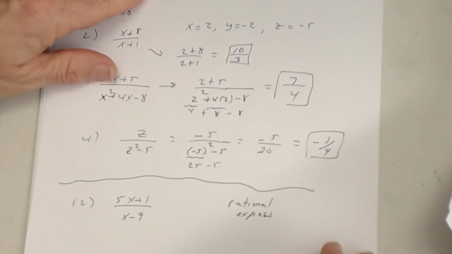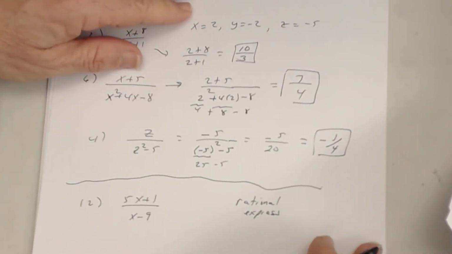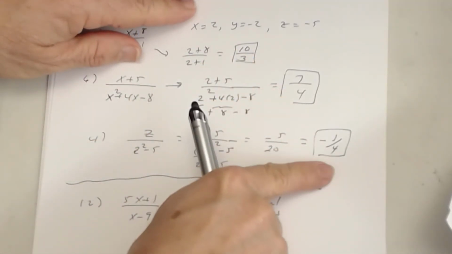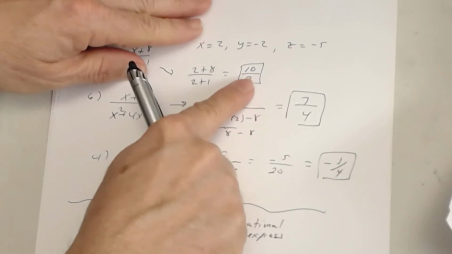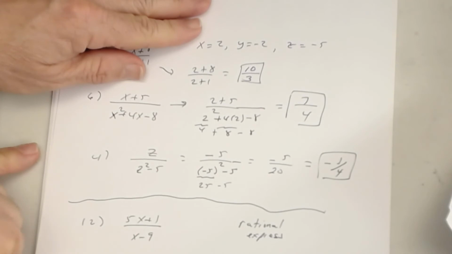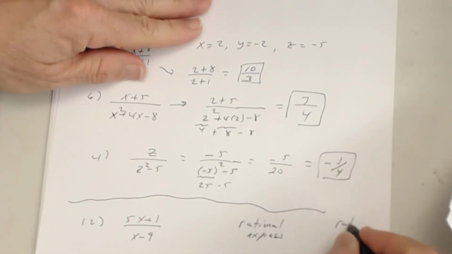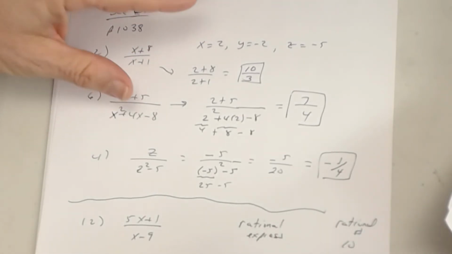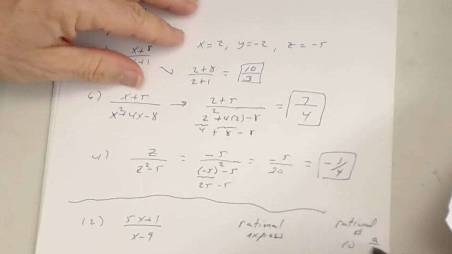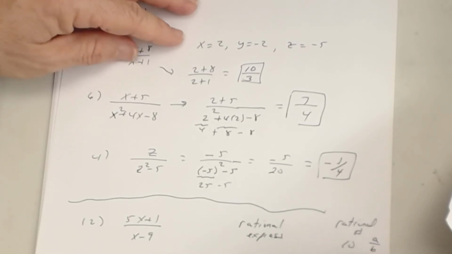It's very similar to the idea of a rational number. So for example, all these numbers right here, all those are rational numbers. 10/3 is a rational number. 7/4 is a rational number. Negative 1/4 is a rational number. 10 is a rational number. So a rational number is where you can write it as a fraction, a over b, where a and b are integers.